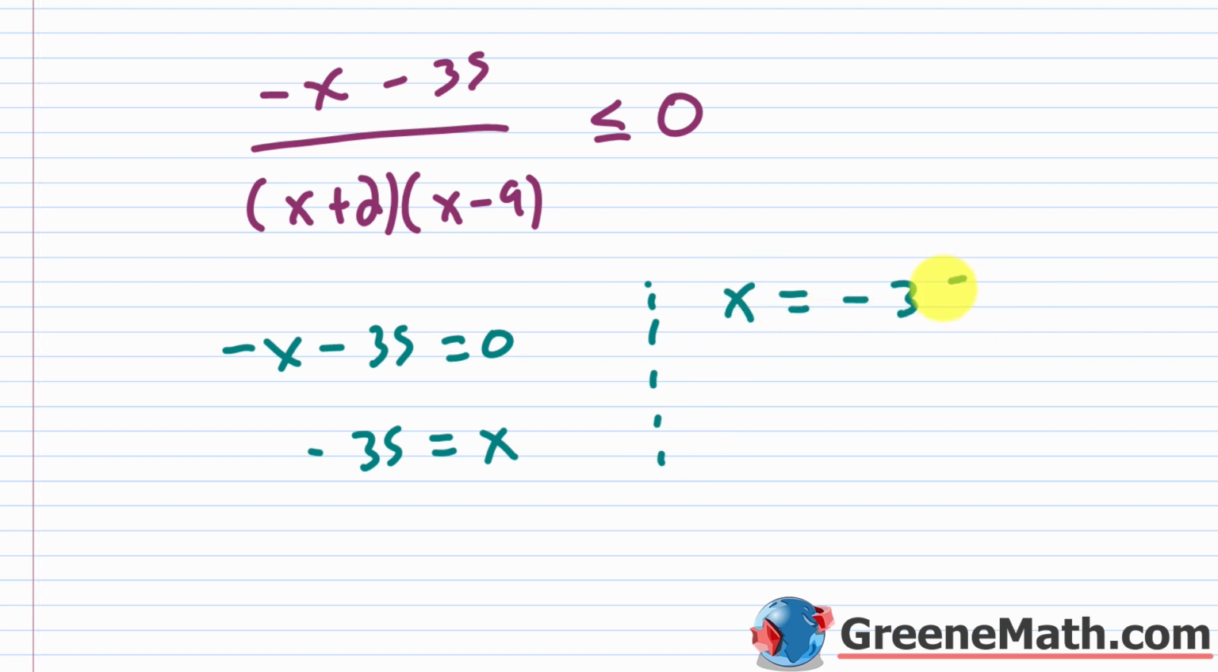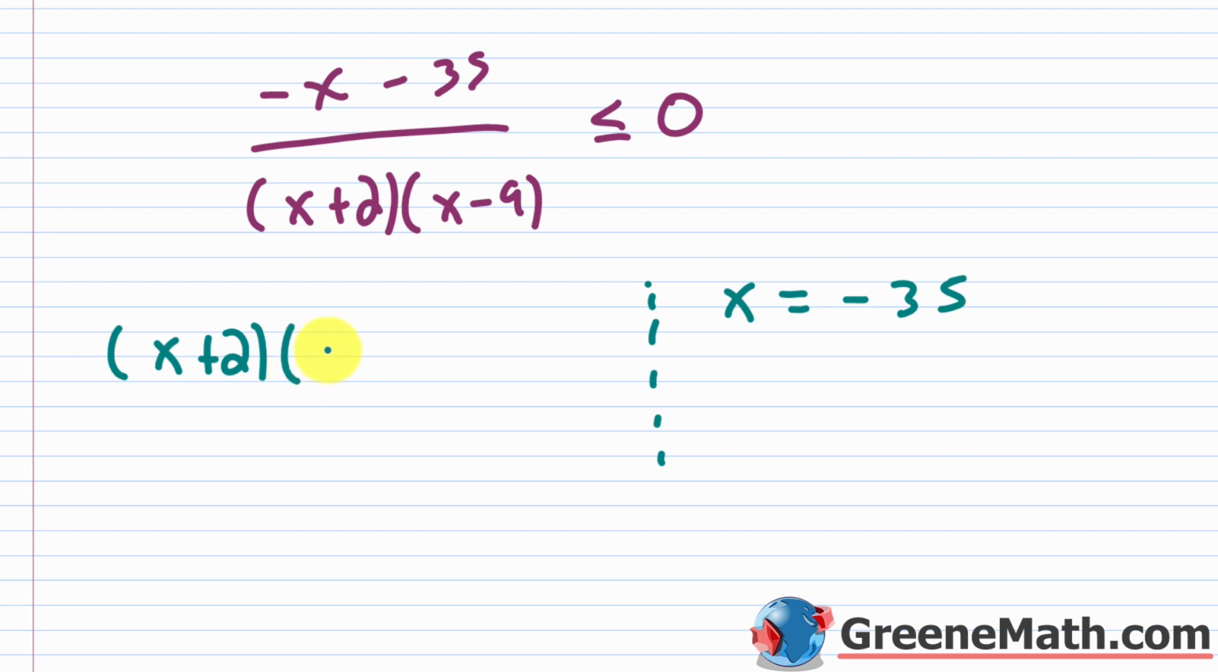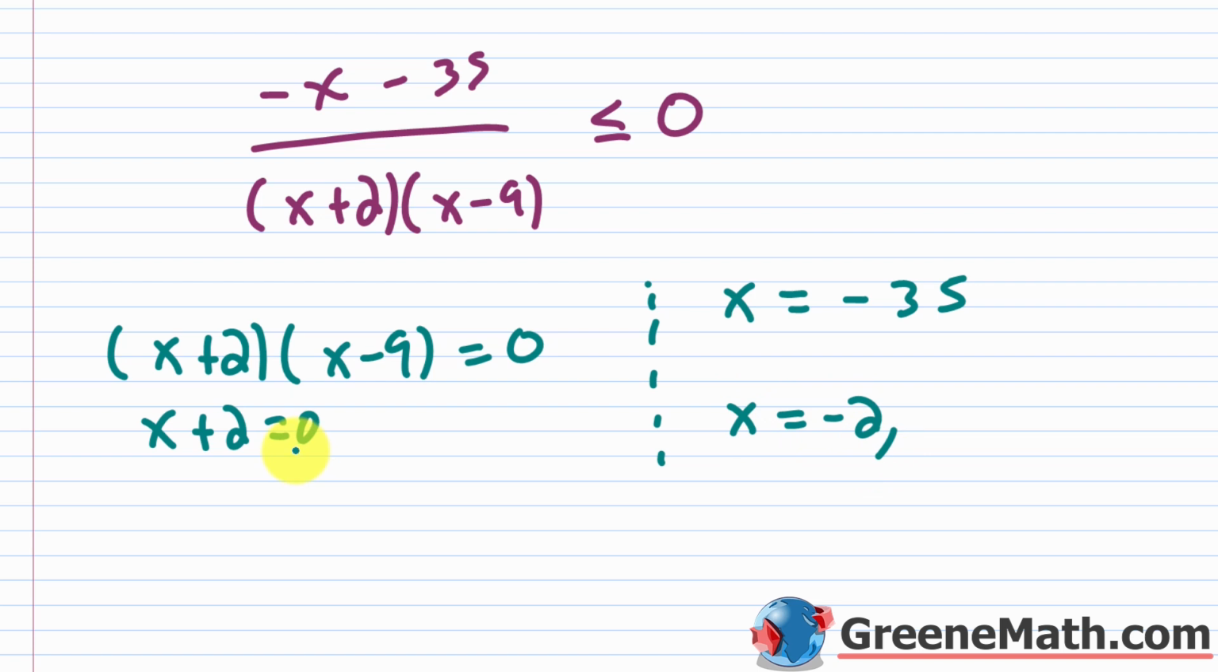Let me make this 5 a little bit better. Then we want to set the denominator equal to 0. So we have x plus 2, then times this x minus 9. This is equal to 0. So x plus 2 equals 0. Here, x would be negative 2. So let's put x is equal to negative 2. And then the other one would be, you have x minus 9 is equal to 0. So there, x would be 9.